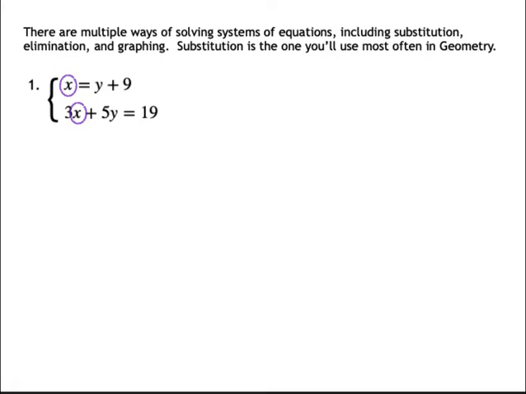The idea of substitution method is that if we know that x really equals y plus 9, we know that the x in the second equation really equals y plus 9 as well, so we could substitute in or replace the x in the second equation with what x really equals, y plus 9. We're just plugging in the y plus 9 equation where x used to be.